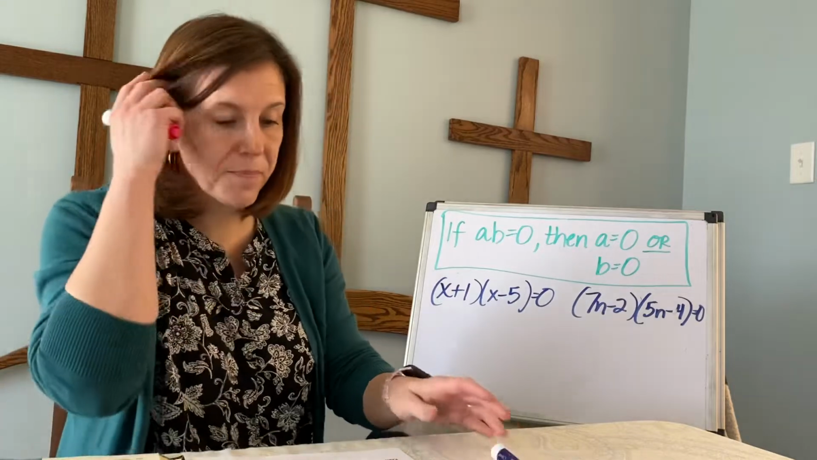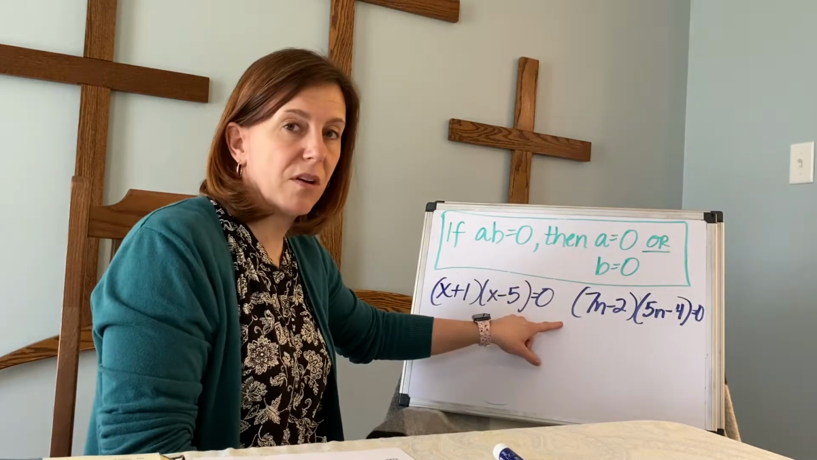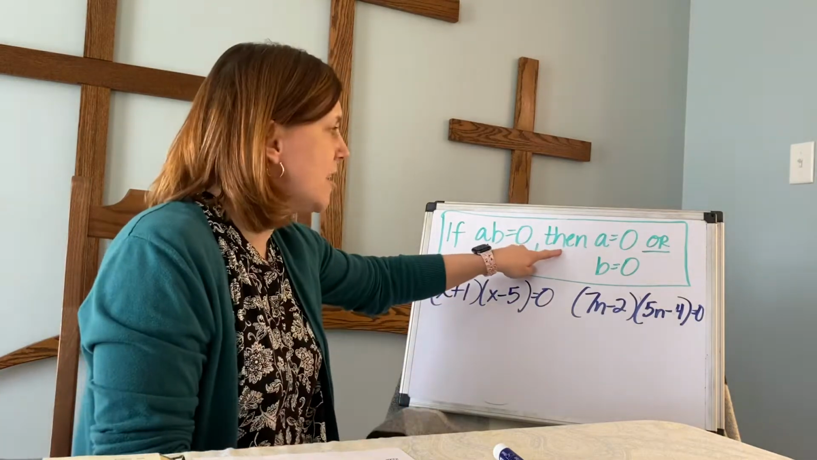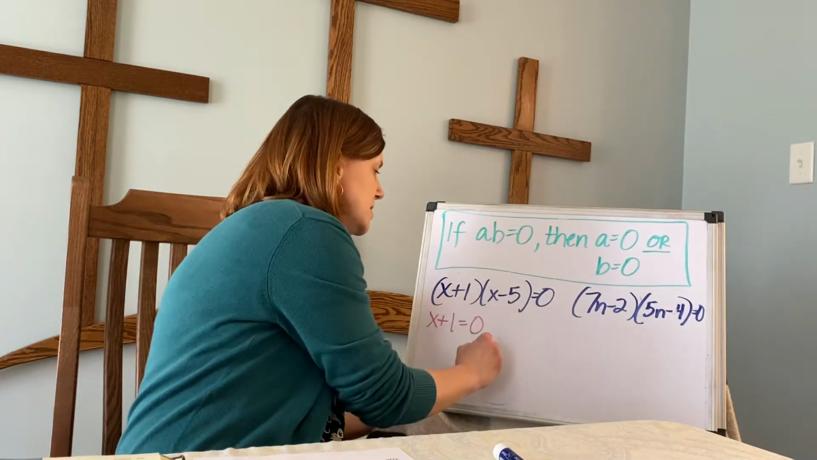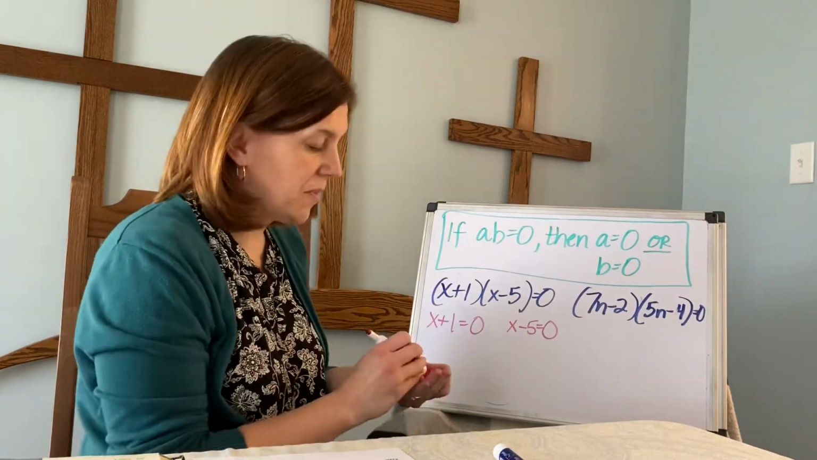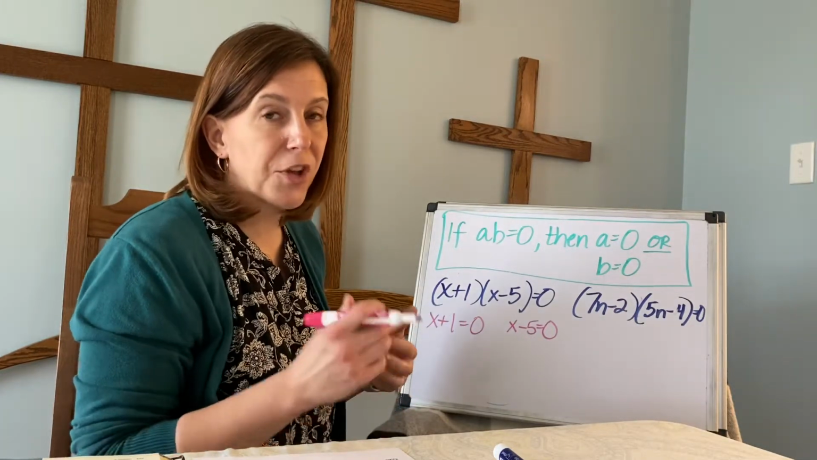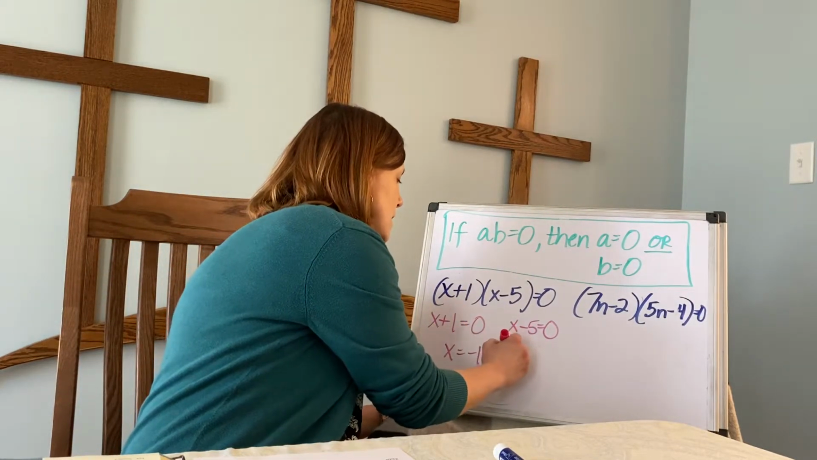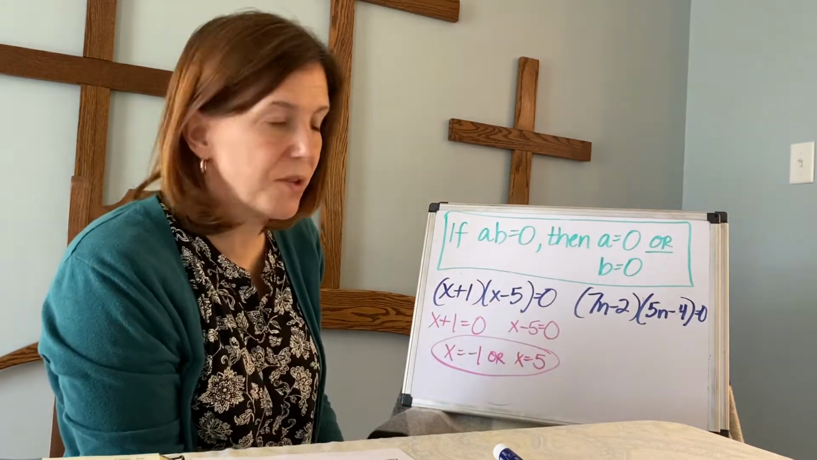Okay, the first thing I need to know is that if a product equals 0, that means at least one of the factors equals 0. So based on this rule, I set up 2 mini equations. My first one is x plus 1 equals 0, or x minus 5 equals 0. The nice thing for some of these is that you probably don't need to do a whole lot of work on your paper. At this point, you may be able to solve many of them in your head. We get x equals -1 or x equals 5 as my 2 possible answers for this quadratic equation.